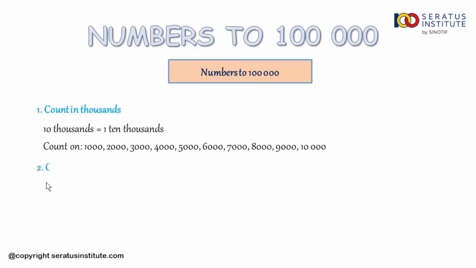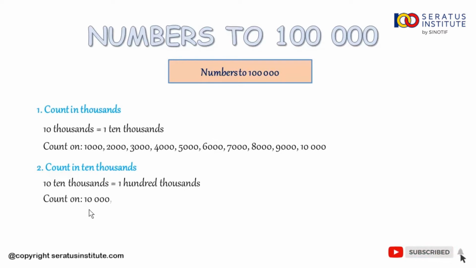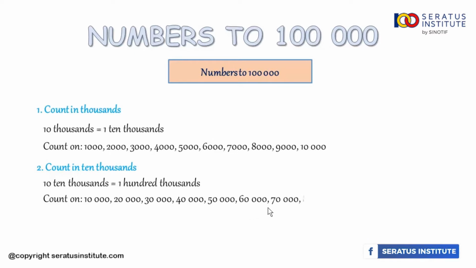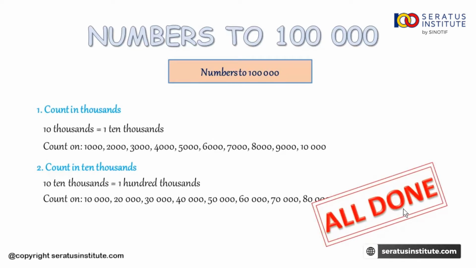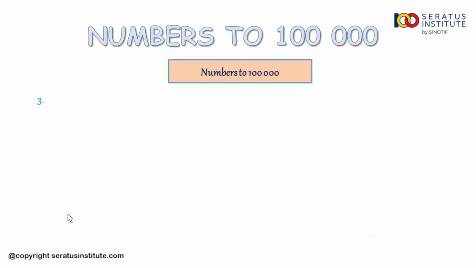The second point is count in 10,000s. For your information, 10 of 10,000s is equal to 100,000. How do we count it? You can repeat after me. 10,000, 20,000, 30,000, 40,000, 50,000, 60,000, 70,000, 80,000, 90,000, 100,000. Okay, good job Sobat 100. We're done. We go to the next point.